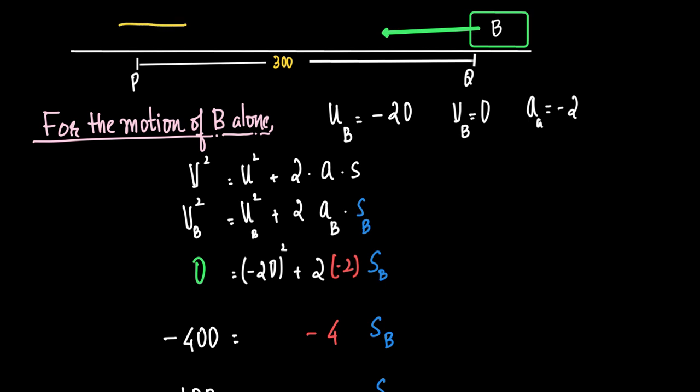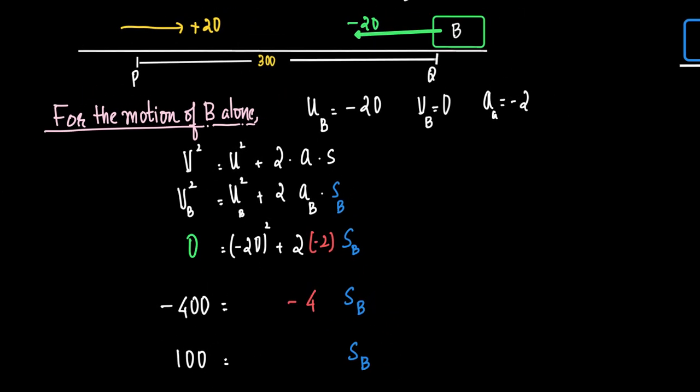Because we assume the direction of A to be positive, and therefore we took it as positive 20, which means it is opposite direction in which car B is moving. Therefore the velocity has to be assigned minus 20. Okay. So minus 20 square is 400. Transpose, what you get is minus 400. 2 into minus 2 is minus 4, and therefore we get that SB is equal to 100, which means distance traveled by B before it comes to rest is equal to 100 meters.